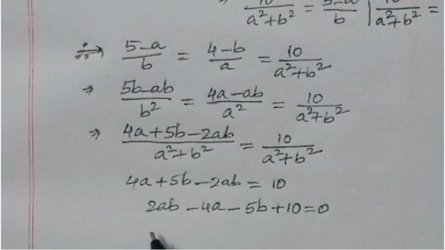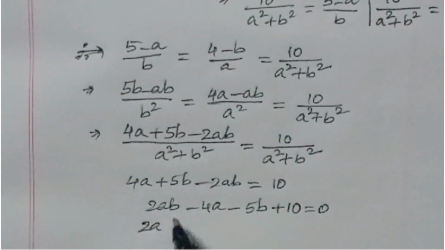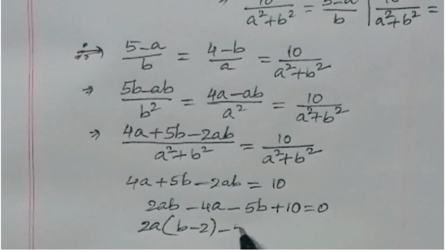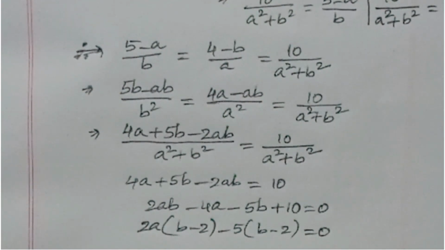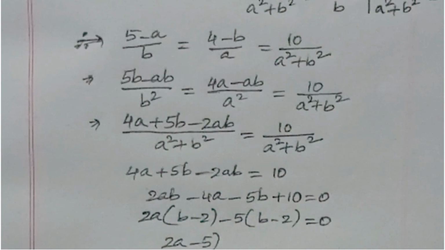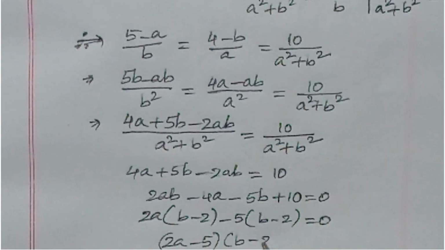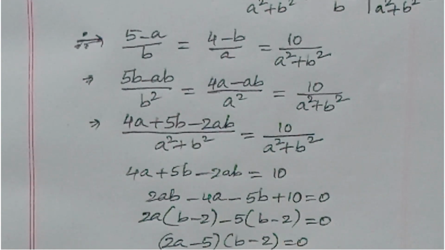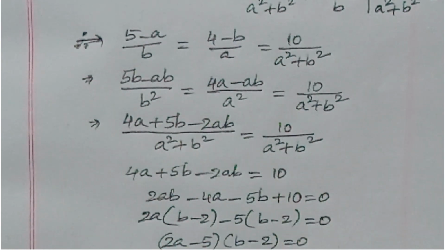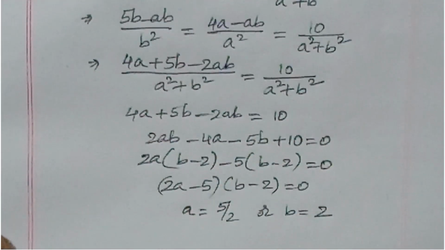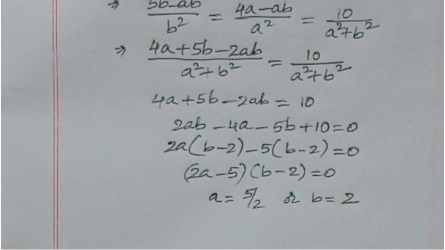So here you can take 2a common, (b minus 2), minus 5 common, (b minus 2) equal to 0. So (2a minus 5) into (b minus 2) equal to 0. So a is equal to 5/2 or b is equal to 2.